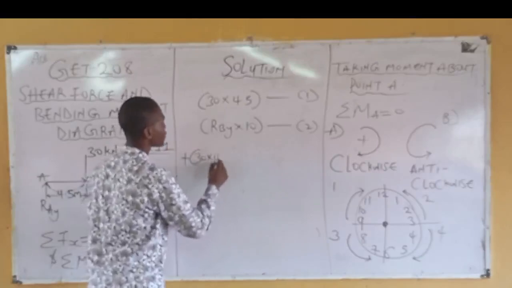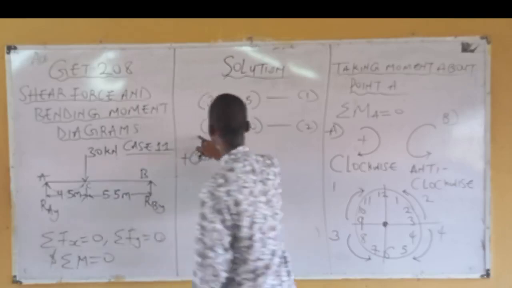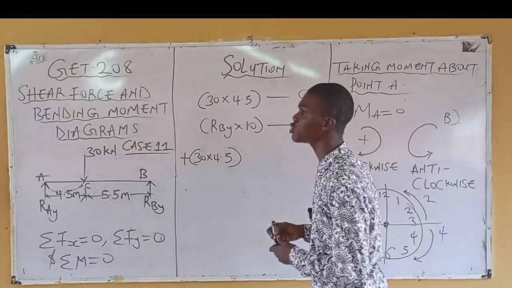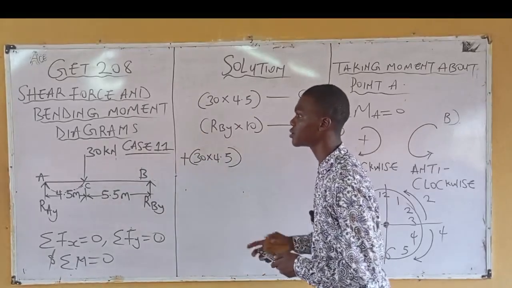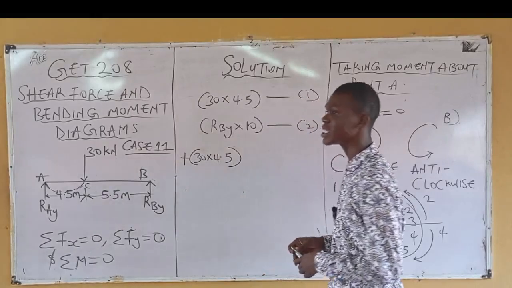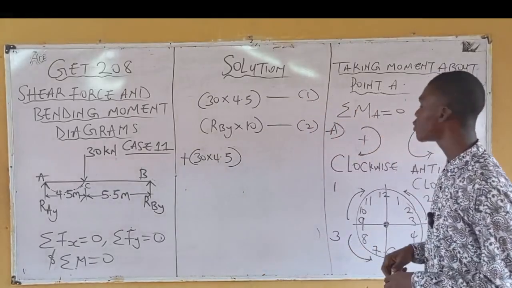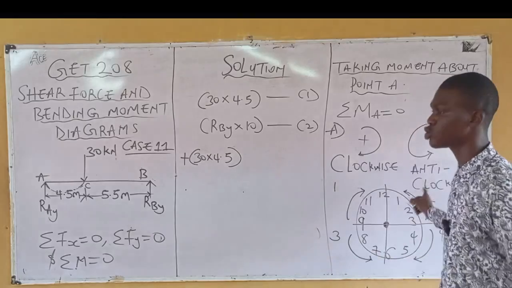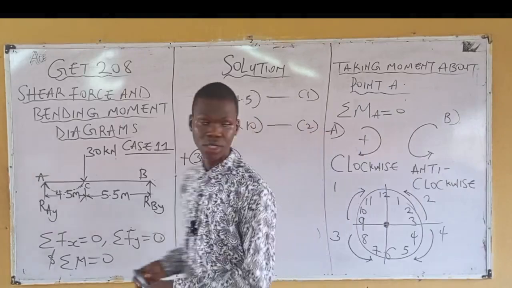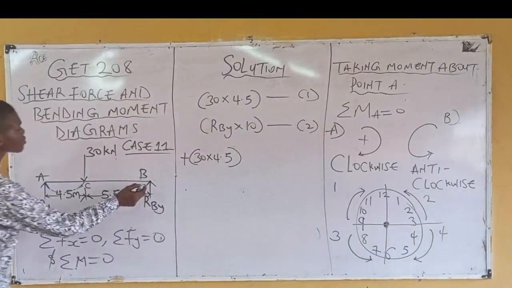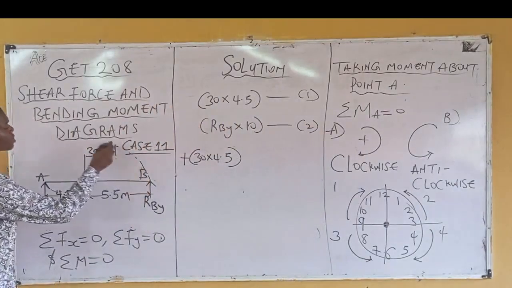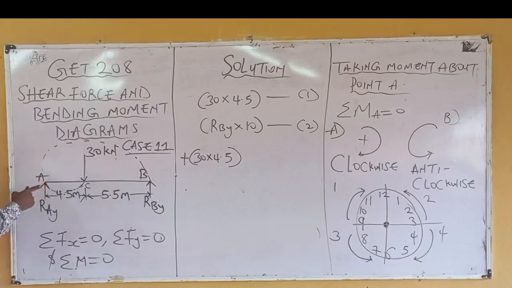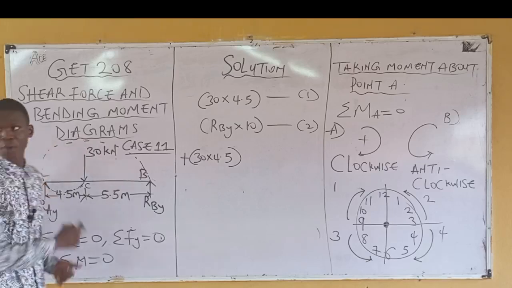30 times 4.5. Then this, we did equation 2. Is it going to be positive or minus? Why is it negative? It is moving in an anti-clockwise direction. What part is it here? Is it 1? Is it 2? Is it 3? Is it 4? It is 2. Meaning you have it in this manner. It is going like this to what? A. Right? Any question? Hope I'm communicating.